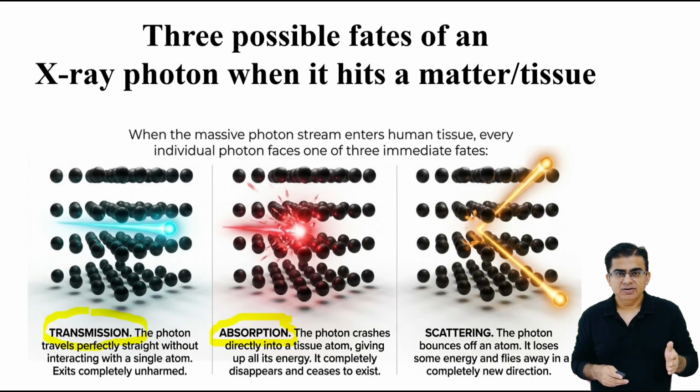The third possible fate is called scattering. This photon bounces off an atom inside the patient. It loses some energy and flies away in a completely new direction. Understanding these three specific events is the absolute key to mastering medical physics. I hope you are clear now about what all can happen to the photon when it enters body tissue.